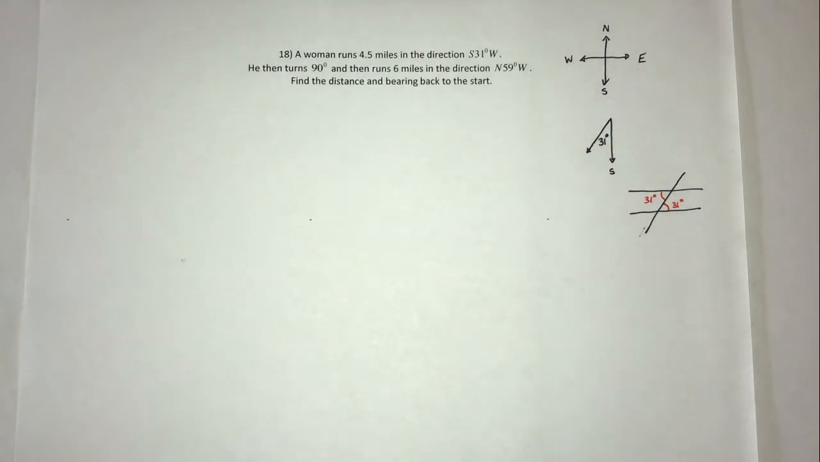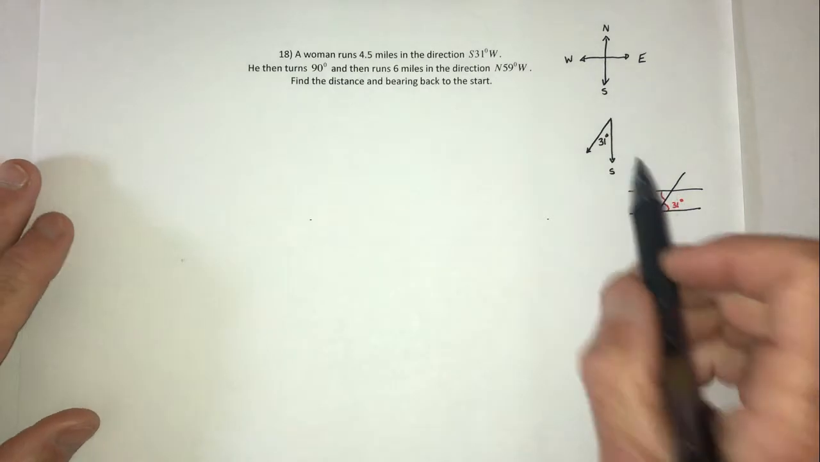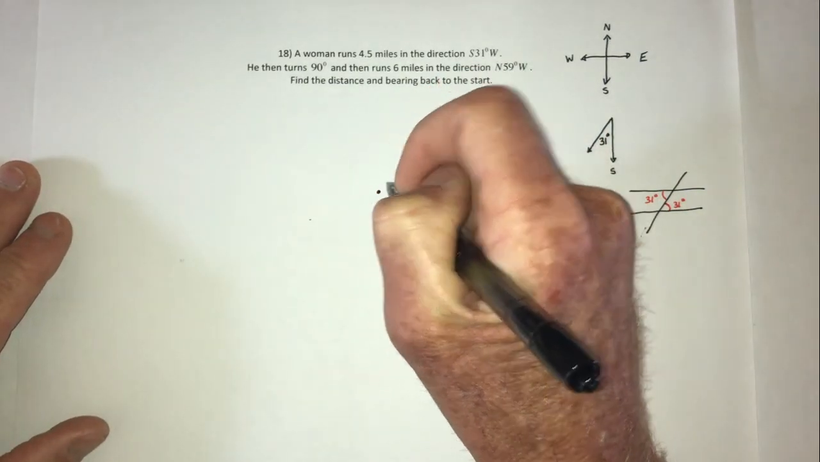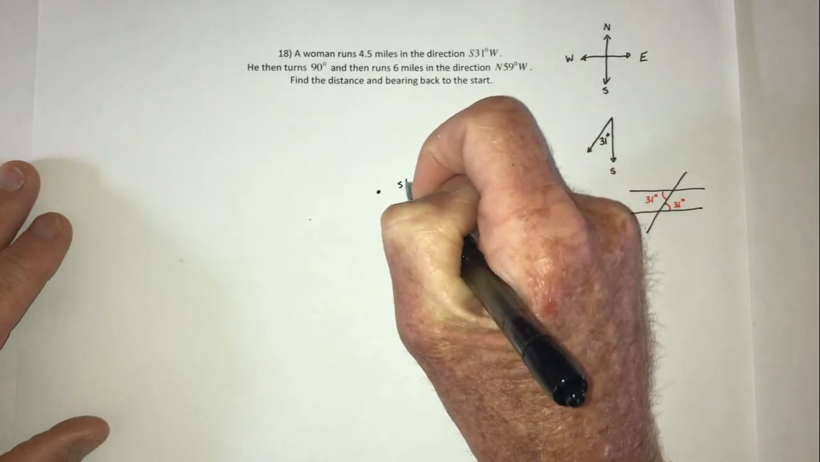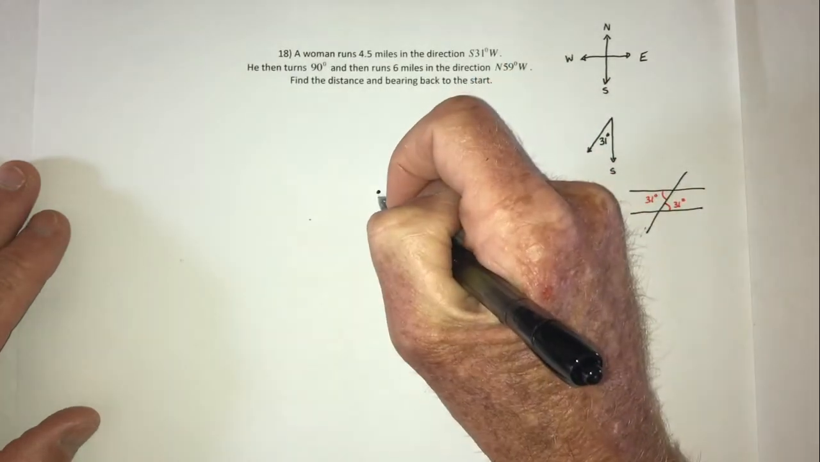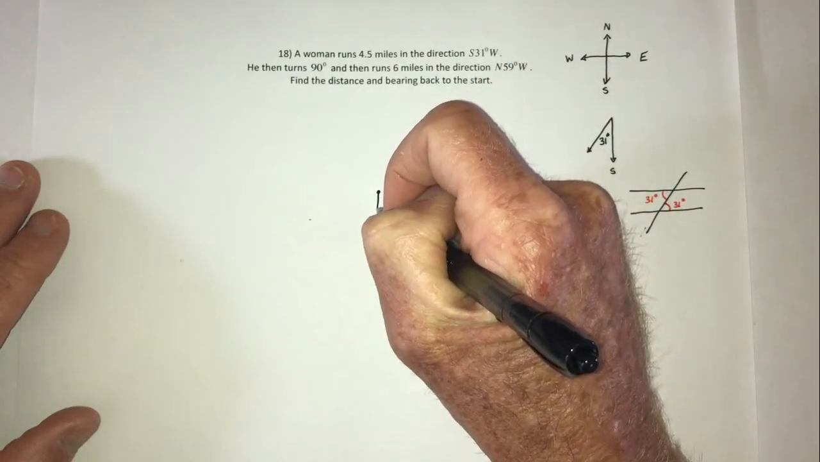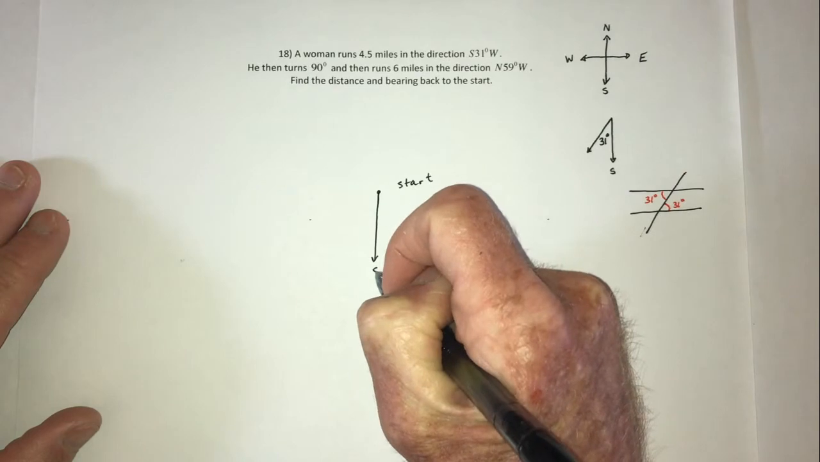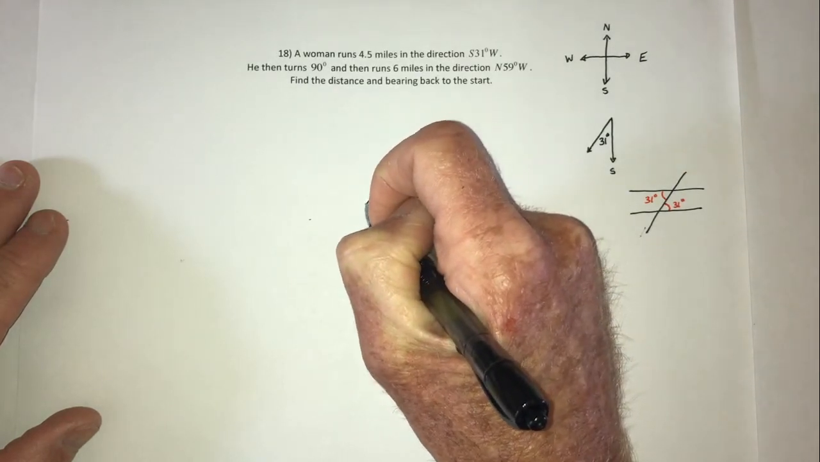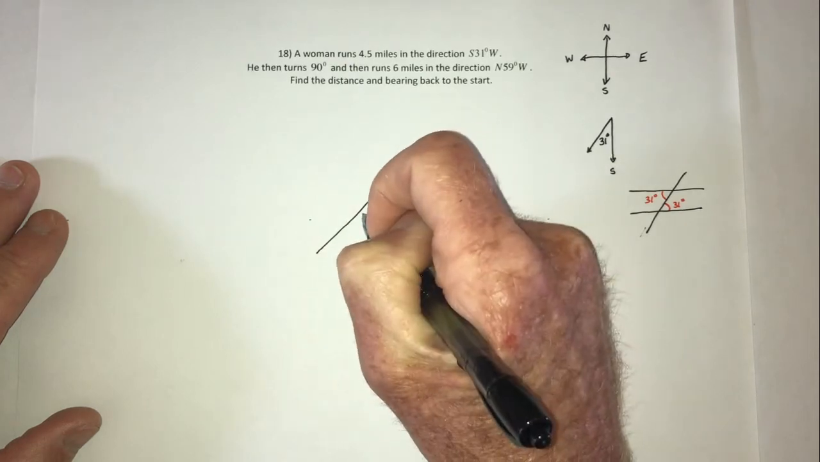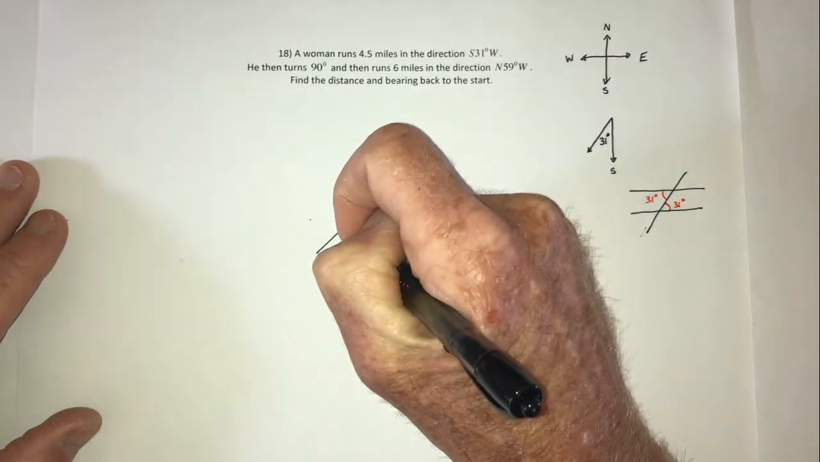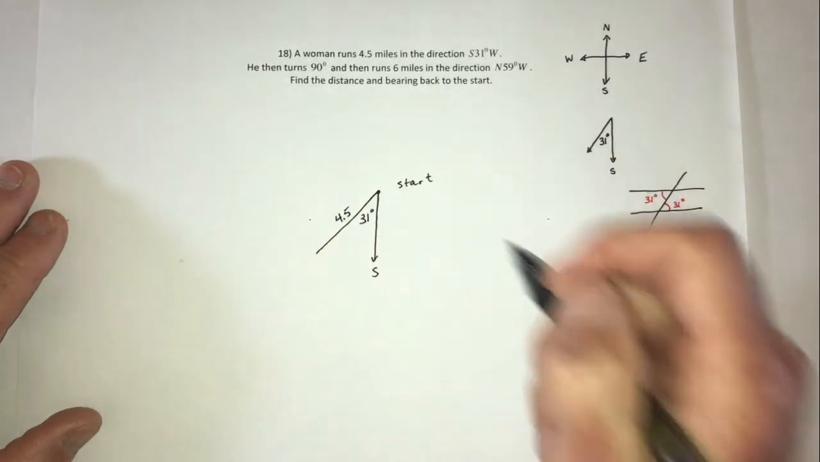Okay, that's the warm-up. Now let's get to the actual problem. So I'm going to start with this, but I'm going to make a bigger version of it. So this is the start. And then she runs 4.5 miles. So this is the south. And then she runs in the direction towards the west, where this is 31 degrees. And she runs 4.5 miles, which is a good warm-up.